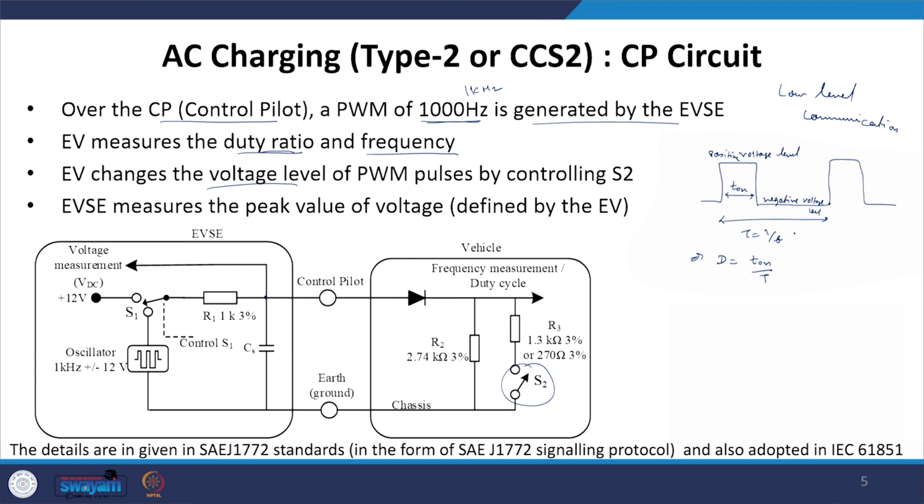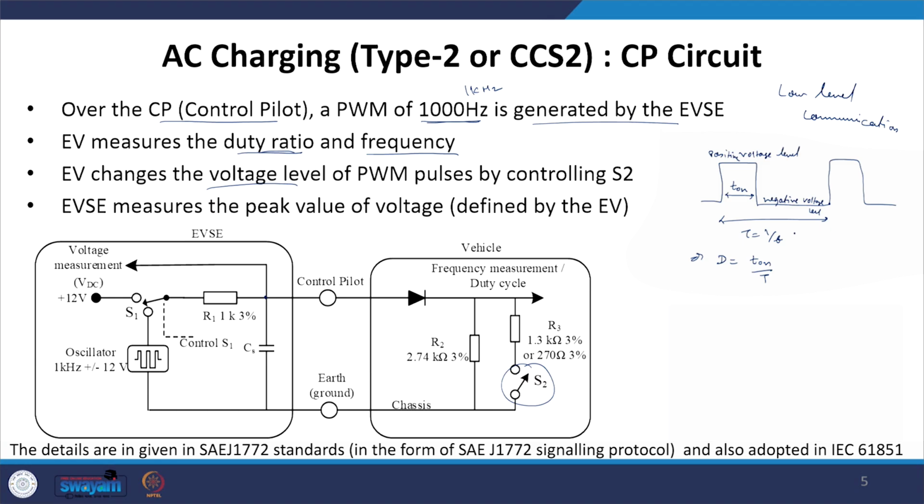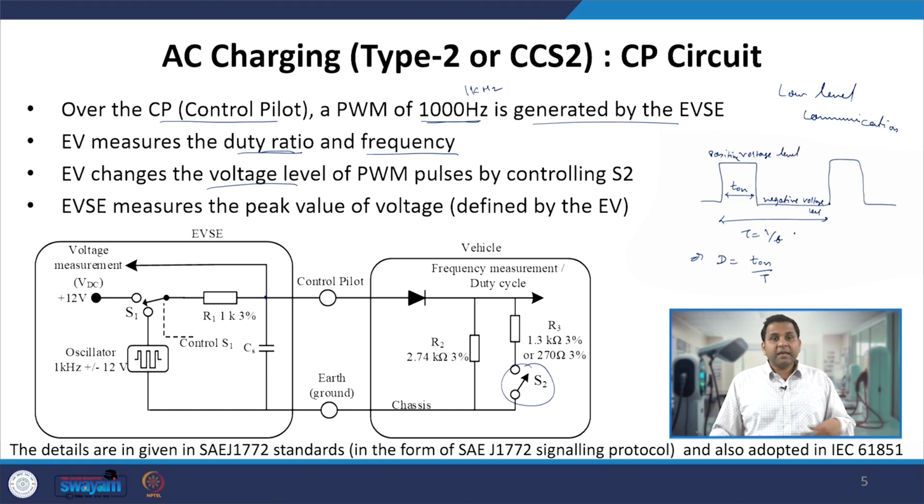Then the EV changes its state by changing the S2 switch, and that is when it changes the voltage level of the PWM pulses, which will tell the EVSE whether the EV is ready or not for the charging, or ready for energy transfer or not. And then the EVSE measures the voltage level of the PWM pulses, which has been defined by the EV, and accordingly the EVSE also comes to know the status the vehicle is in. So, we will see one by one how this communication takes place.